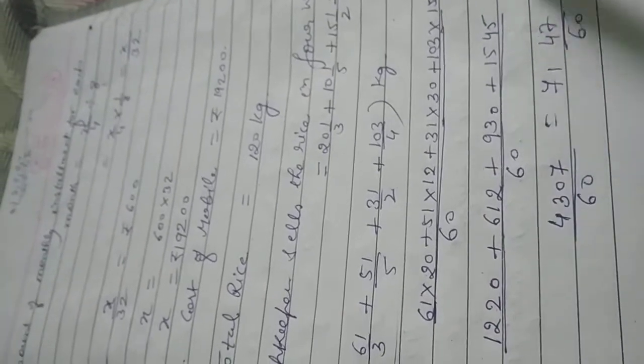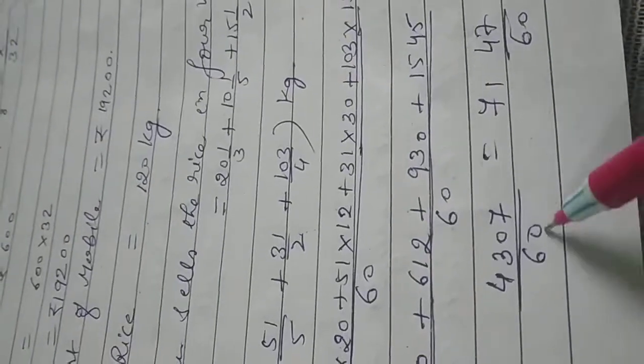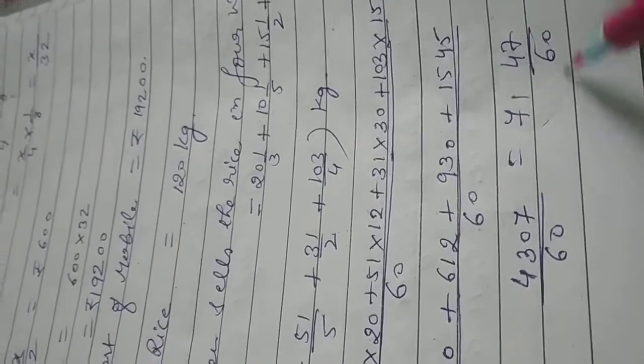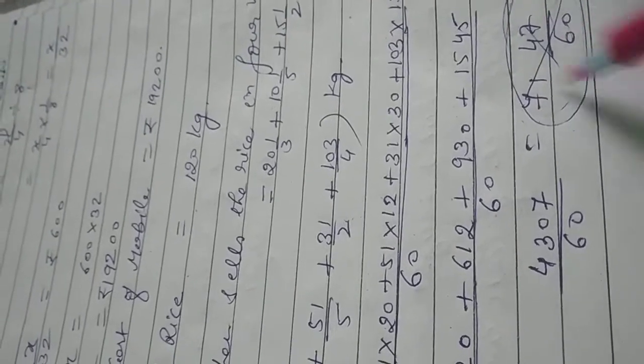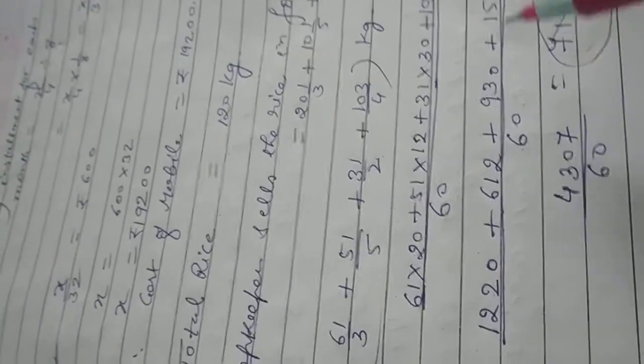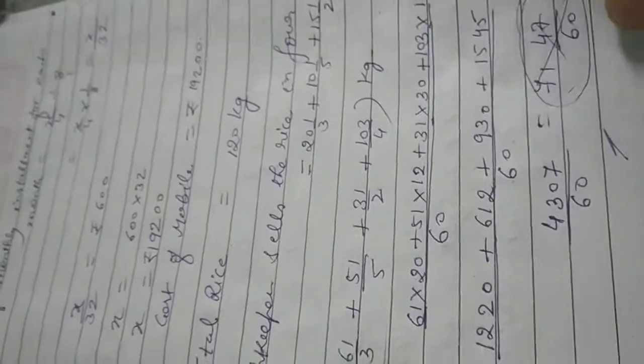Now we will add all these 4 numbers. We will get 4307 by 60. You can change this into a mixed fraction, but right now there is no need to change it into a mixed fraction because this is not the answer. We have to calculate now the remaining quantity of rice. So up to here only you have to do.